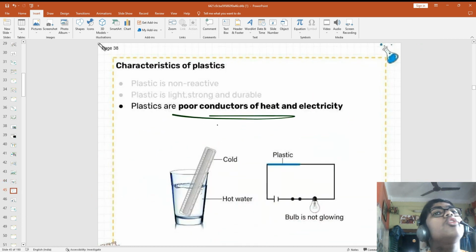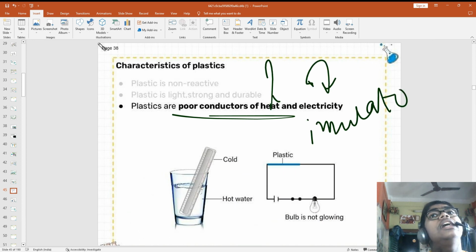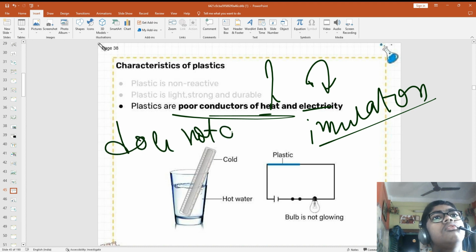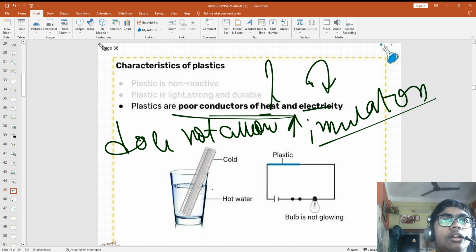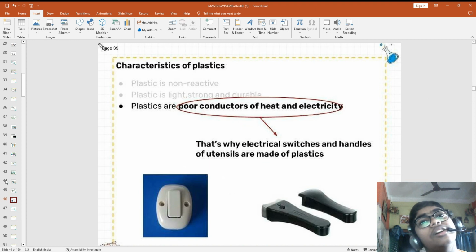Next, they are poor conductors of heat and electricity, meaning insulators. They do not allow heat or electricity to pass through them. Now when you place a plastic in a circuit, you will see the bulb is not glowing, and you can conclude that it's a poor conductor of electricity. When you keep a plastic scale in hot water, you will see that the plastic scale stays cold also, right?